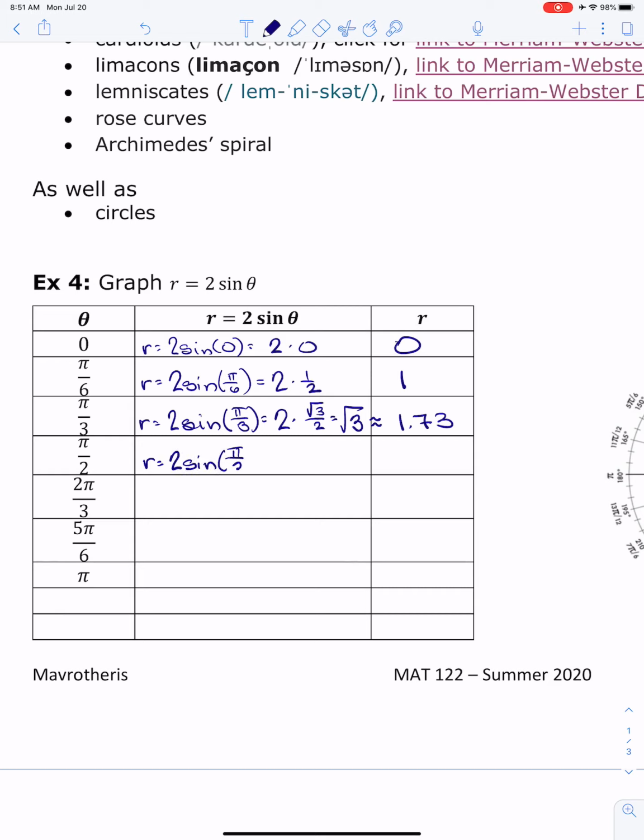At pi over 2, 2 times the sine of pi over 2. Again, I am producing more work here than you're probably going to want to. I just want to make sure you're clear where everything is coming from. So I got 2 times the sine of 2 pi over 3. Now, we did just show on page 1 that this should be symmetric across the vertical axis, that line theta equals pi over 2, which makes sense. Our sine values in quadrant 1 and quadrant 2 are both positive. They are the same.